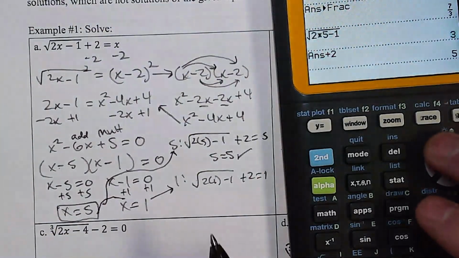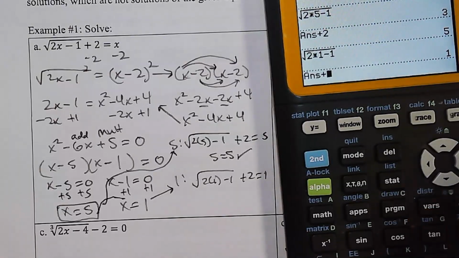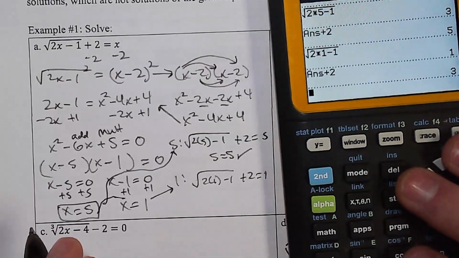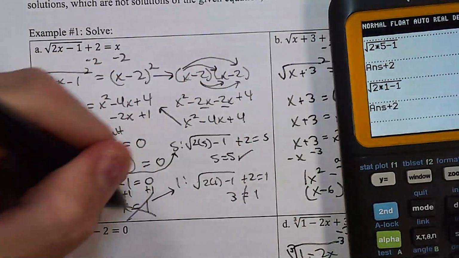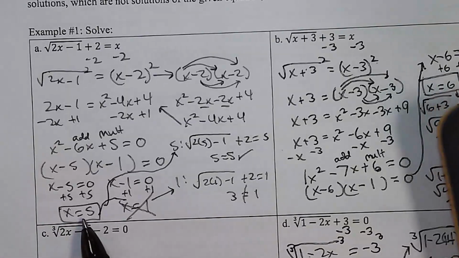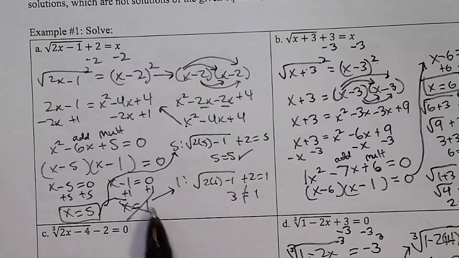So 2 times 1 minus 1 is 1. 1 plus 2. You see how I got 3 here. 3 equals 1. That's not true, so that one gets thrown out. So whenever you write your answer on your Math Excel, you're just going to put one answer. You're just going to put 5. That's an extraneous solution. We're not keeping that one.